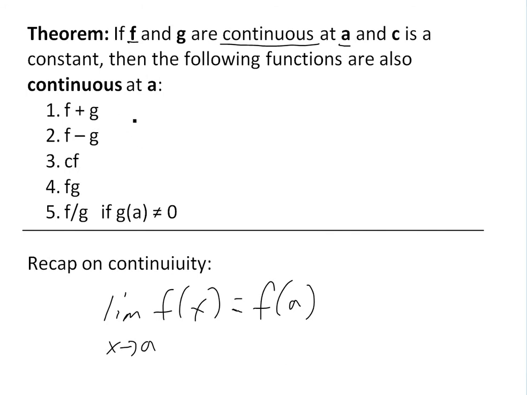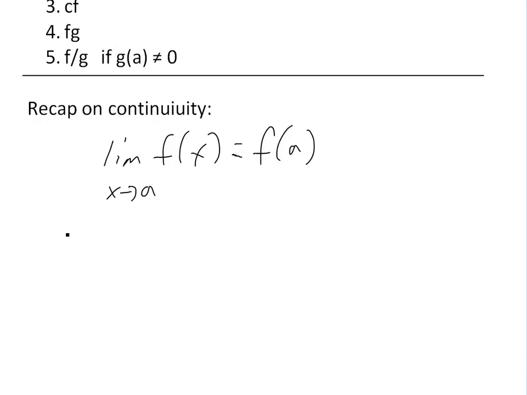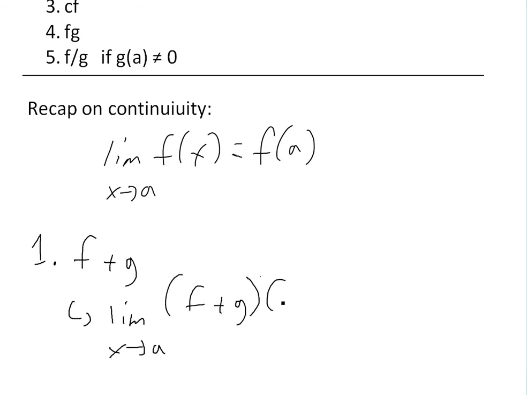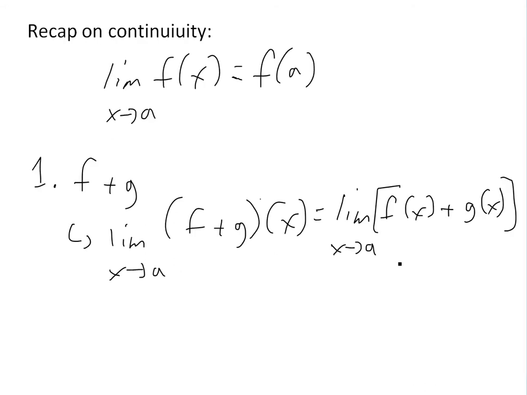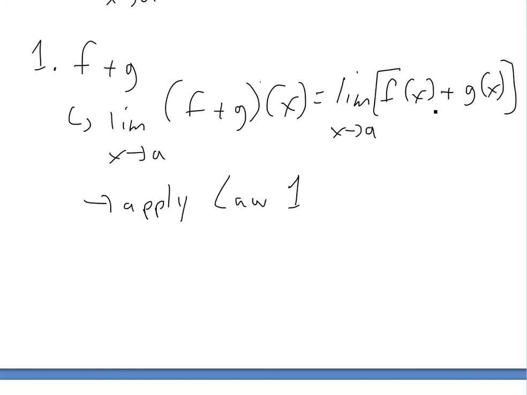Let's take the first one. We write the limit as x approaches a of f plus g of x, which equals the limit as x approaches a of f of x plus g of x, since writing the function that way just means f of x plus g of x. Now we can apply law 1 from my limit laws video, so make sure you watch that. Law 1 is the sum law, so you can break this apart into two limits.